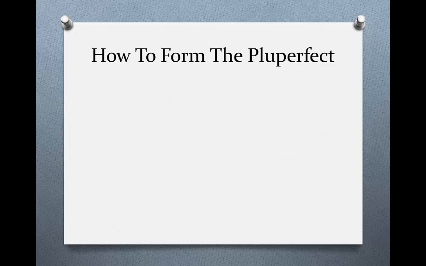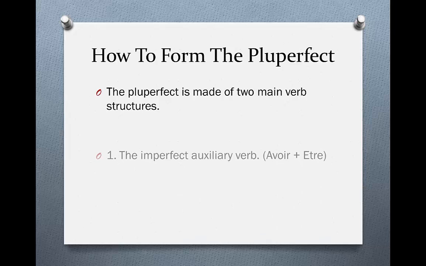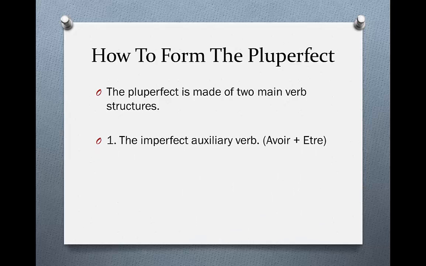How do we form the pluperfect? The pluperfect is made of two main verb structures. This is the auxiliary verb conjugated into the imperfect, which is either avoir or être, and the past participle of a verb. So it's a similar structure to that of the passé composé, which is another past tense.